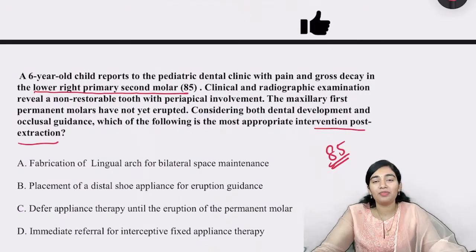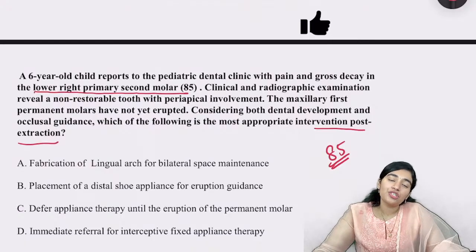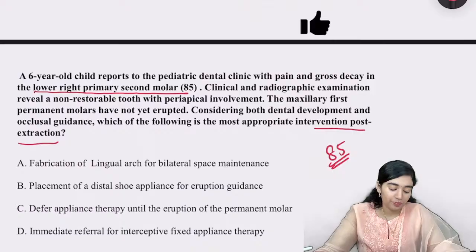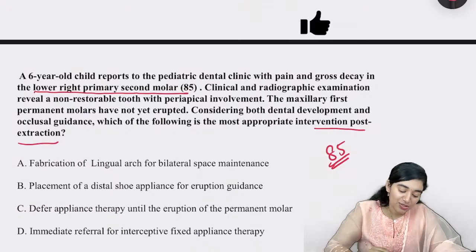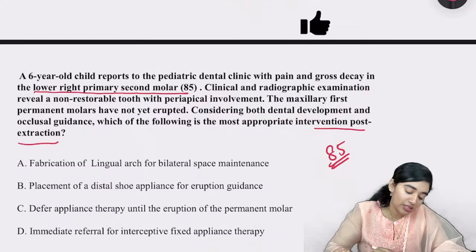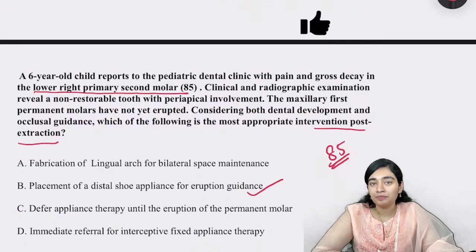So this is the clue I am giving you. We have to maintain the space that is due to the loss of this primary second molar, and also we need to guide the permanent first molar in its own place, right? So which might be the appropriate intervention? So that is our question. So I hope, yes, already you're giving me the answers. So the right intervention of choice in this case would be placement of a distal shoe appliance for eruption guidance.